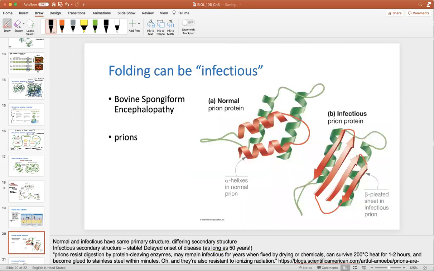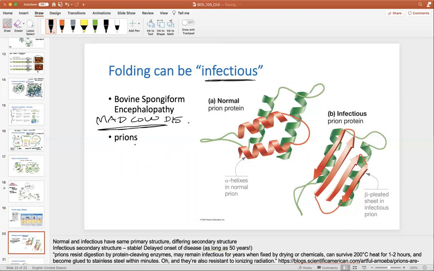One thing I thought you guys would find interesting that's a phenomenon associated with proteins and protein folding is that sometimes protein folding can be infectious, okay? There's a disease that you probably know by its common name, but it's called bovine spongiform encephalopathy. You might know it as mad cow disease, all right? And this thing is so weird. It is a disease that's caused by protein misfoldings.